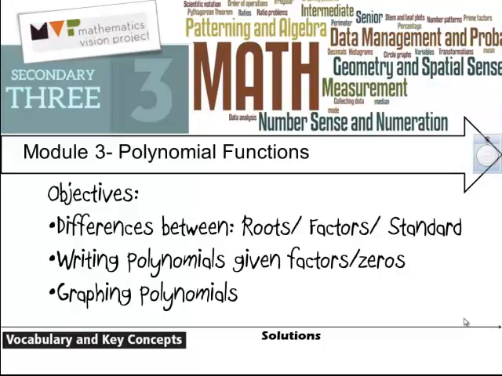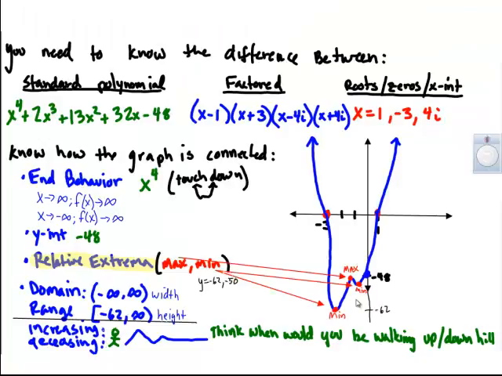We are going to be looking at polynomial functions. Remember, when it comes to Module 3, we looked at roots, factors, and standard form of a polynomial. Remember that. That's so crucial. You have to be able to write polynomials given factors or zeros, and then also understand the graphs of them. Understand that solutions, when it comes to solutions, it's the same thing as roots, zeros, and the x-intercepts. All right, now with that in mind, let's look back at some things that you might need to know.